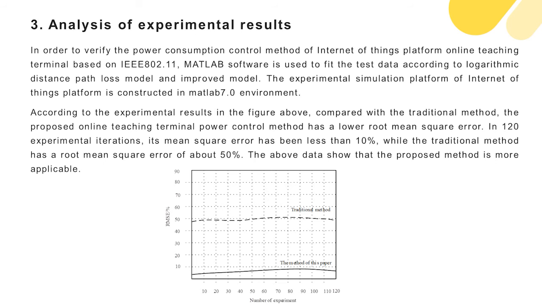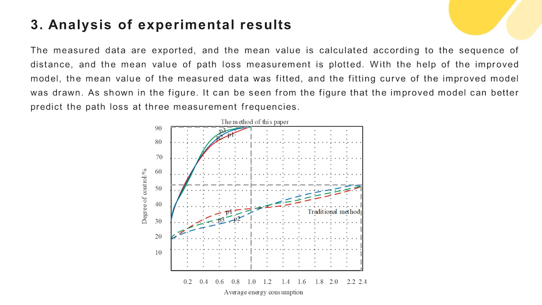In 120 experimental iterations, its root mean square error has been less than 10%, while the traditional method has a root mean square error of about 50%. The above data show that the proposed method is more applicable. 3. Analysis of experimental results.